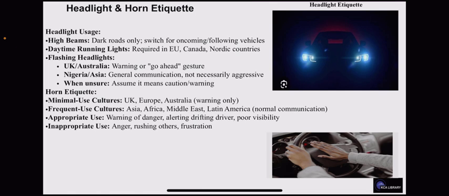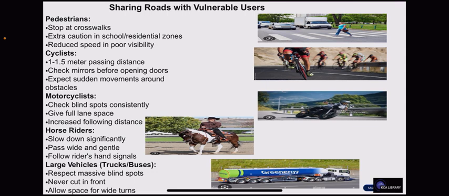So the appropriate use: warning of danger, alerting a drifting driver, poor visibility. That's the appropriate use. Inappropriate use is anger, rushing others, and frustration. We can't just use it only when we are angry and the likes, because this can create something else entirely. So now let's move on to sharing roads with vulnerable users.